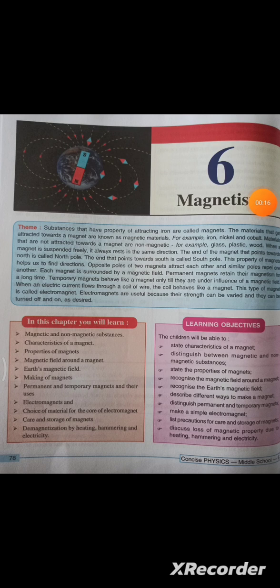As we know, in class, chapter 5 has been completed already. So we are going to start with chapter 6, magnetism. You can open page number 78 in your books and we will start with this. So let's start with the theme of this chapter. Magnetism. What is magnetism? It is the property that all magnets show.